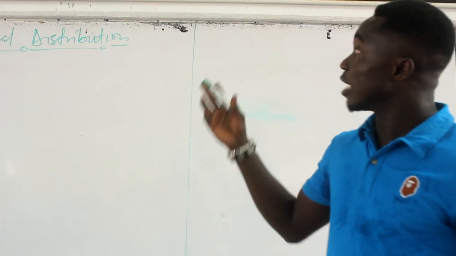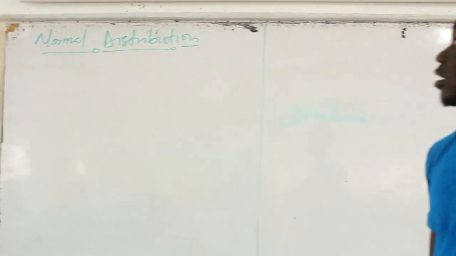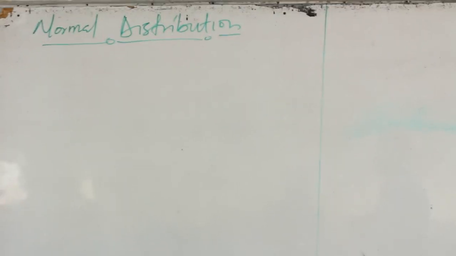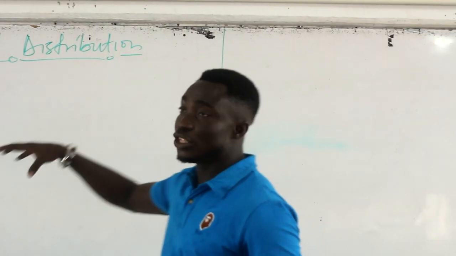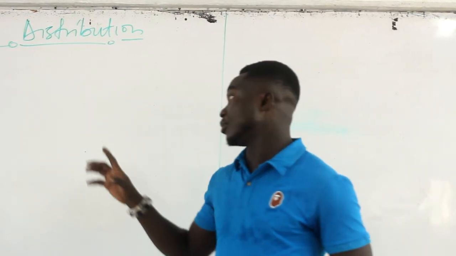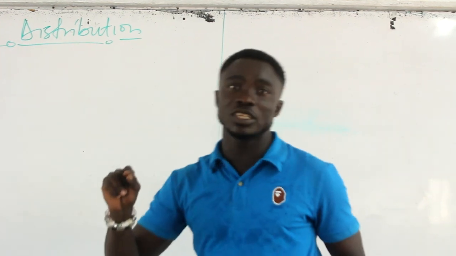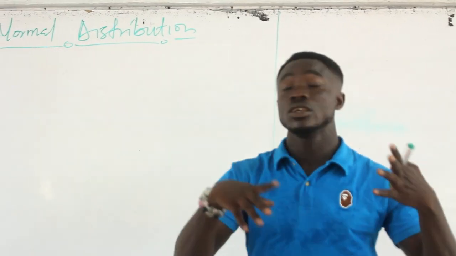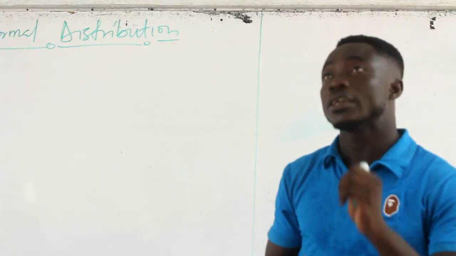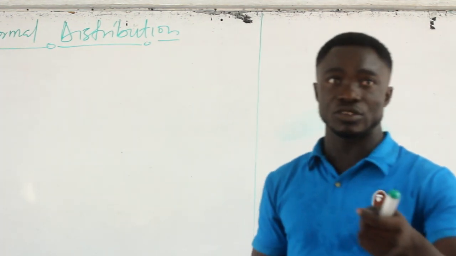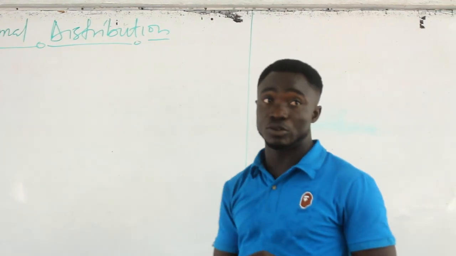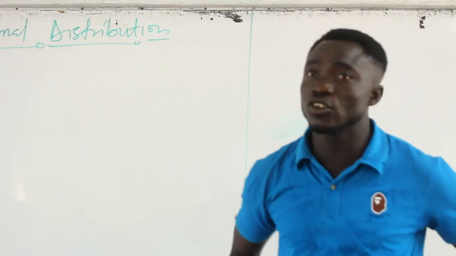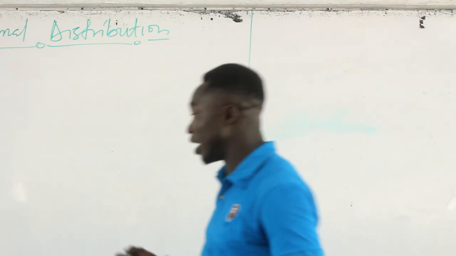Today we'll look at normal distribution. As I said earlier, when we talk about normal distribution, it simply means that it is the mother of all distributions, where any distribution can be located in the normal distribution. Now, normal distribution is the mother of all distributions. We have a lot of distributions like the T distribution and the F distribution, but all these distributions are under the normal distribution. There are certain features of normal distribution that we are going to look at.